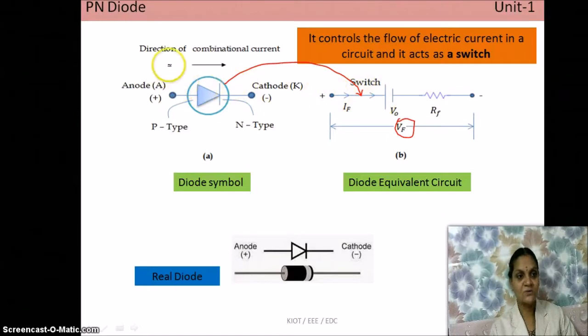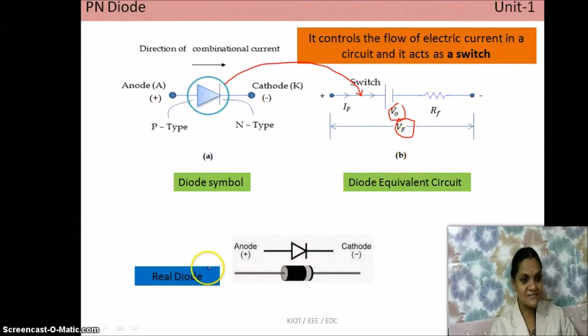This diode allows the current to flow only in one direction. The current direction is represented from the plus terminal towards the negative terminal. I stands for current and F stands for forward current. When you tap the potential between the positive and negative terminal, we get the full forward voltage across the diode, that is Vf. Don't confuse Vf with V0. V0 is the barrier potential and Vf is the forward potential across the diode.